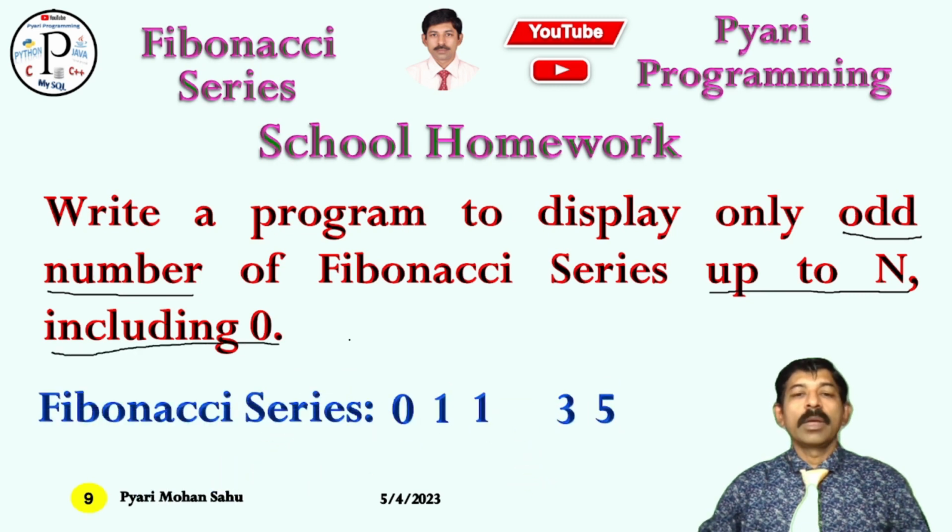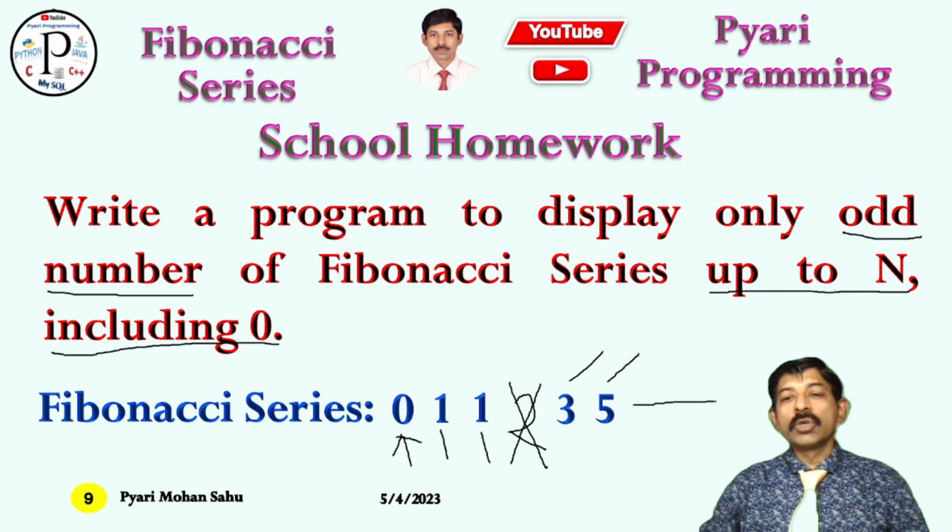For example, if I want to display the Fibonacci series, I will display like this. It says include 0. That's why in your output 0 must be there. 1 is odd, 1 is odd. Next is my 2, but I don't want to include this one because this is even. Now 3 is included and 5 is included. Up to what it should move depends upon your n.